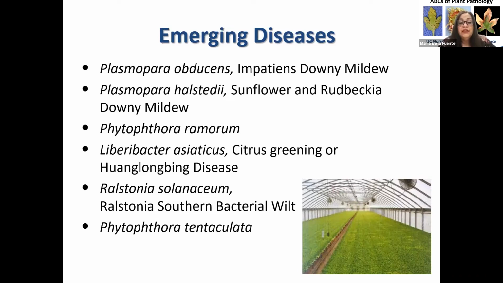Then Ralstonia solanacearum, which is a bacterial wilt, southern bacterial wilt, is still not in California. And Phytophthora tentaculata, which is already in California, but we're going to have a slight discussion in order to understand better this one that is particularly heavy for most of you that are in the production of natives.